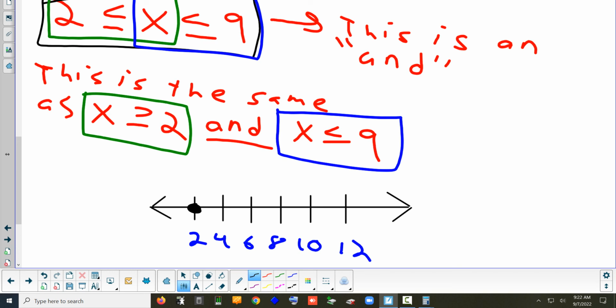And what kind of symbol do I need on the 9? Yes? Also a closed circle. And if I want to shade everything that's greater than 2 and smaller than 9, where would I shade? Max? Just in between two circles. Yeah, just in between. So that's how a conjunction looks.